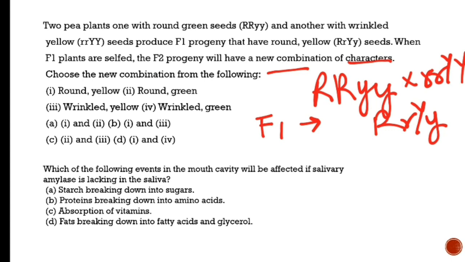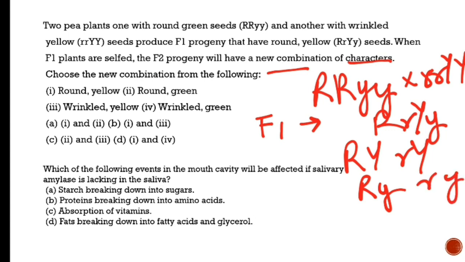RrYy, which is round and yellow. Now, when you go for self pollination, you see that you receive 4 types of gametes, right? So what are they? That will be round and yellow. The next one will be round and green. Then you will have wrinkled and yellow, and then you have wrinkled and green.